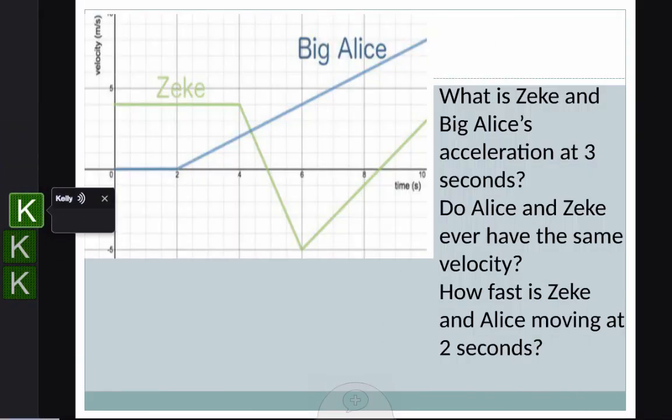1. In velocity versus time graphs, the acceleration is a slope, so at 3 seconds, Zeke's acceleration is 0 and Alice's acceleration is 1. 2. Yes, they have the same velocity when they intersect.